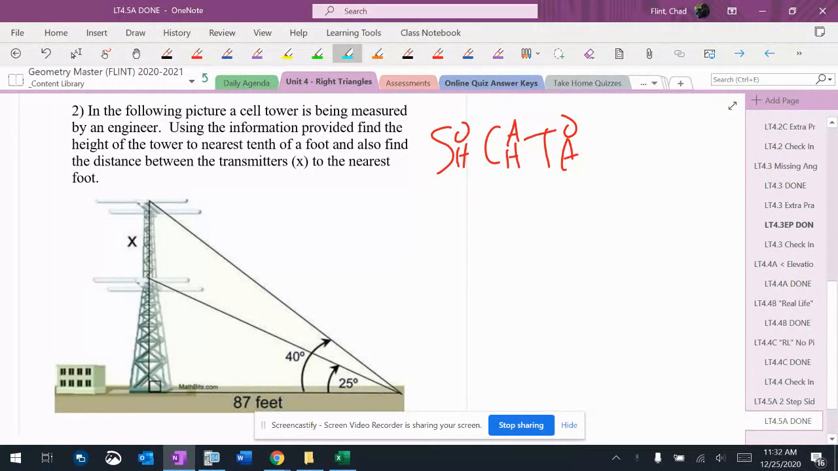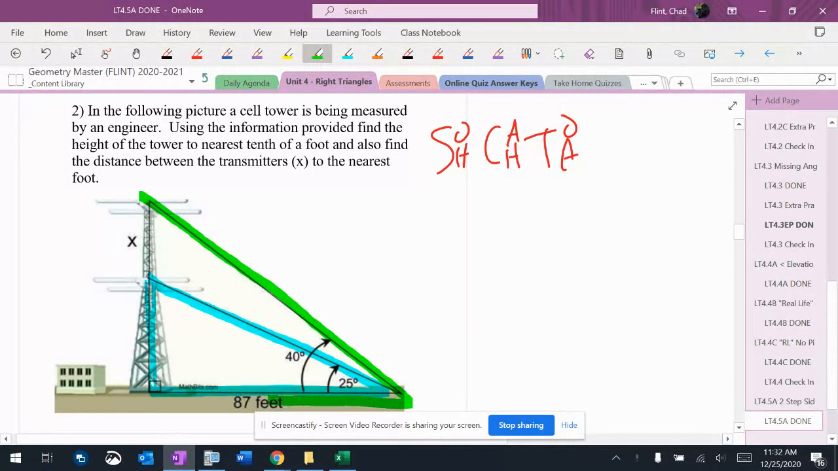One of the first things I want to do is identify my right triangles. So there is a right triangle right there in blue, and then there is a right triangle right there in green. So I have those right triangles right there. Okay, now, how are they going to help me?